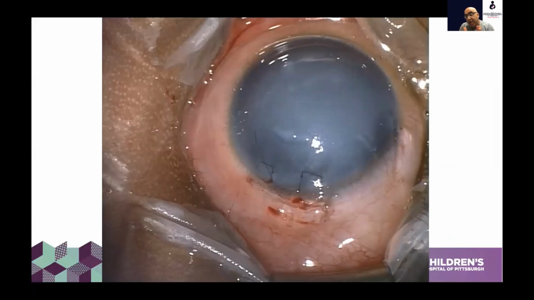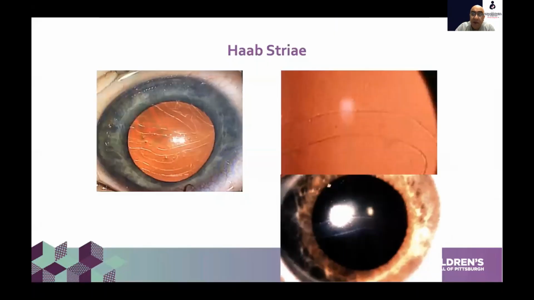Again, this is a child who came to me from the UAE, and I've done a trabeculectomy. This is right at the end of the procedure. The cornea is cloudy, but with the control of the pressure, the cornea will clear. Often you're left with Haab's striae. Now these Haab's striae, they're breaks in the visual axis, and it's like looking through frosted glass.